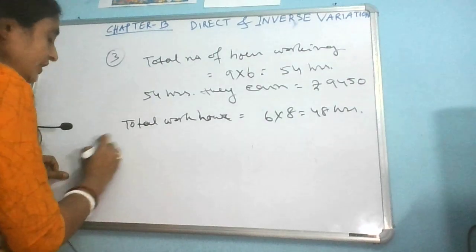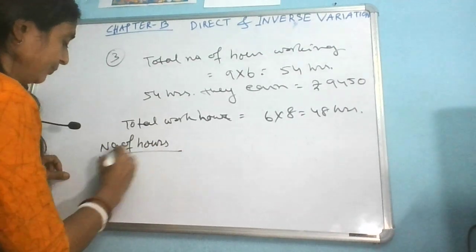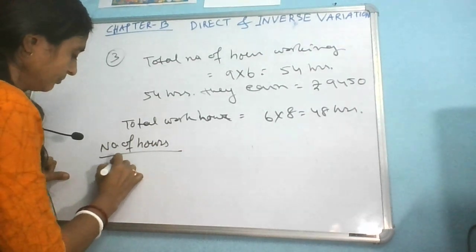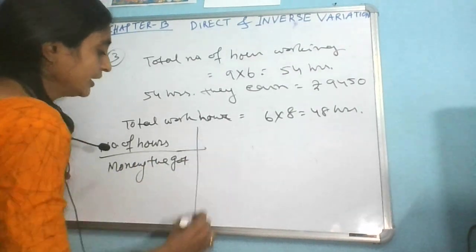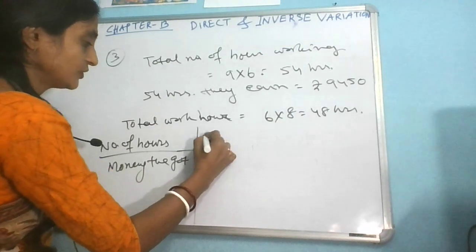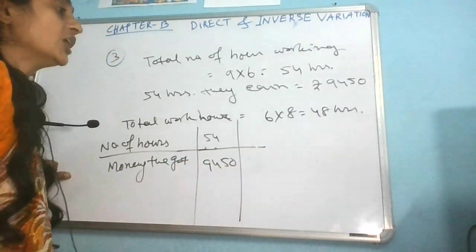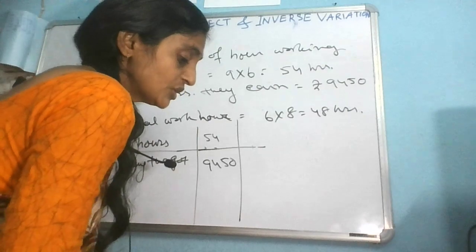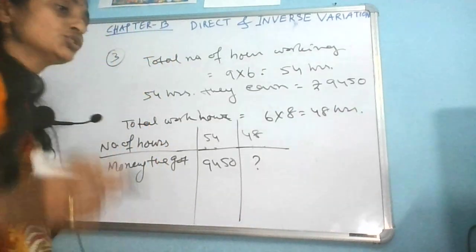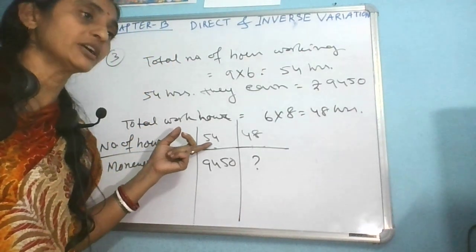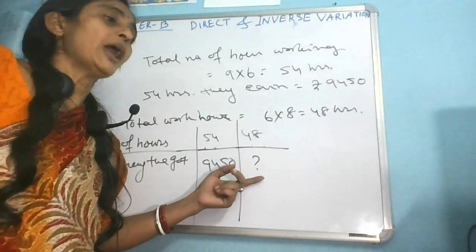Let's put this one in a table. It is number of hours by the amount they are getting, or the money they received. Now first one, number of hours is 54 hours. When they are working for 54 hours, they are getting 9,450. Now in the second situation, if they are working for 48 hours, how much will they earn? So by that we can find out that if the number of hours is increasing, the amount is increasing, but when the number of hours of work is decreasing, then the amount will decrease.